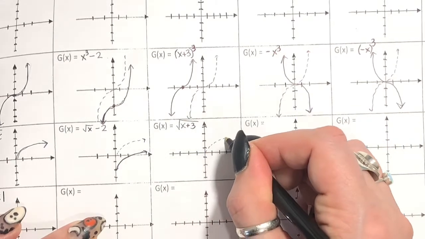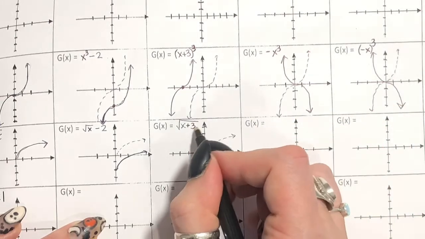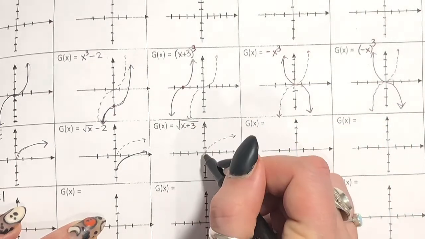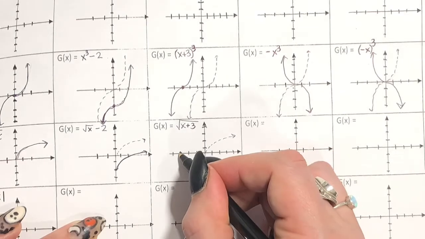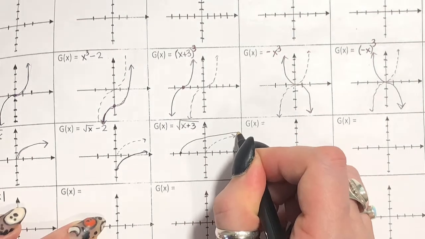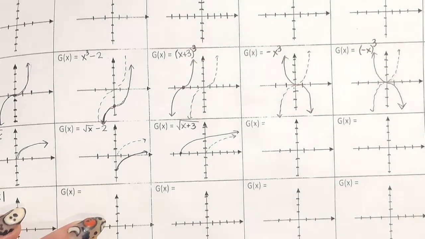So here is our parent function. Remember, it's backwards for horizontal, so +3 means to go 1, 2, 3 to the left. So we're centered here now, and we're going to do that same shape, and then it will just extend. So we're seeing more of the graph on that one.